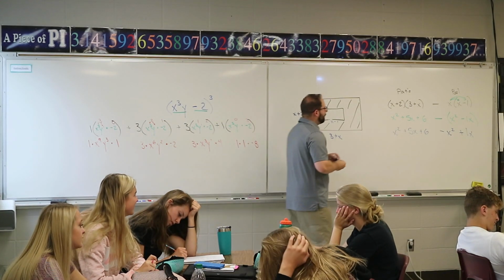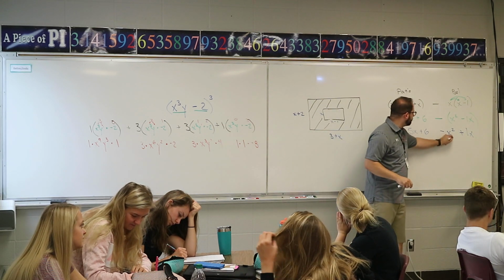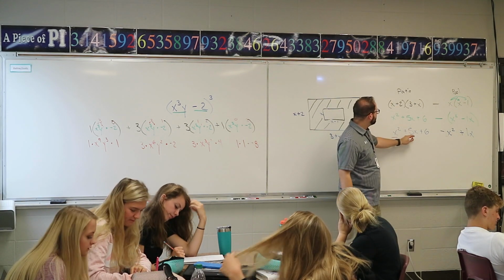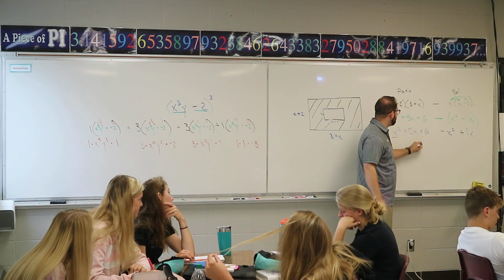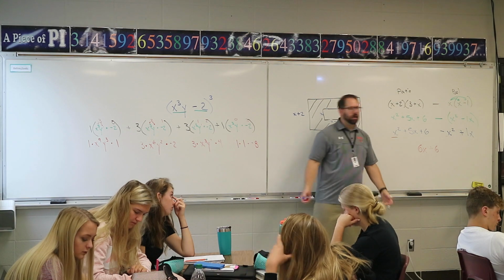Okay. The x squares cancel out because one's a positive, one's a negative, so those are gone. The 5x and the 1x make 6x, and then that positive 6 is by itself. So there you go, there's your final answer.